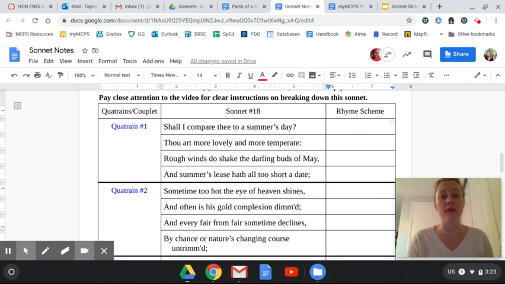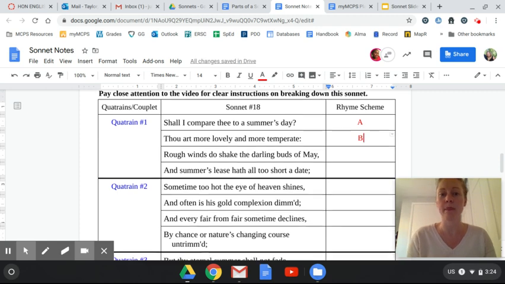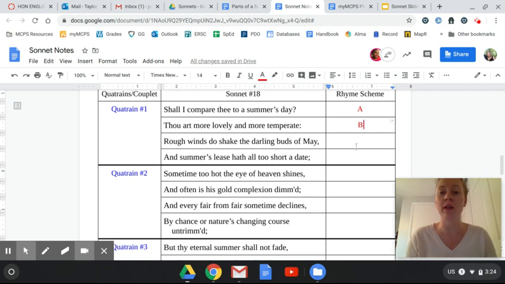Shall I compare thee to a summer's day? Mark it A. The first line will always be A. Thou art more lovely and more temperate. Temperate and day do not rhyme, so I'm going to mark this B because that's the next letter in the alphabet. Rough winds do shake the darling buds of May. Oh, hey, May and day rhyme, so I have to mark this A because it matches with the first line.